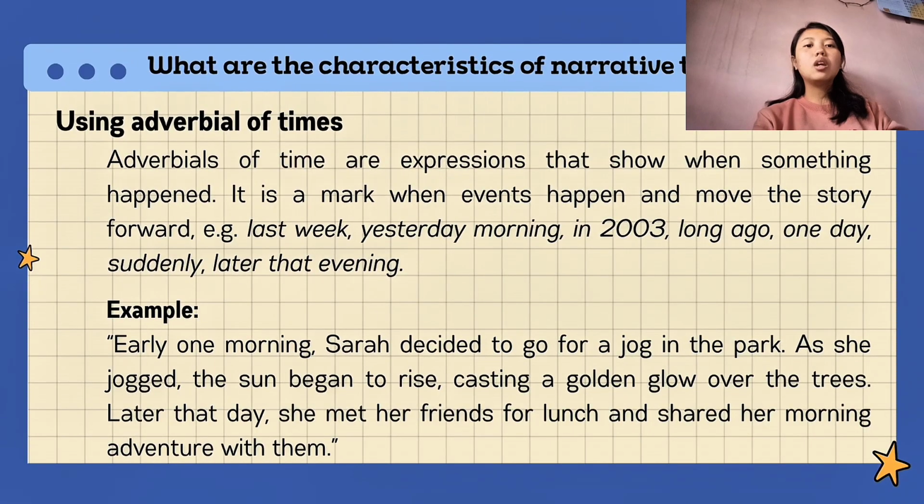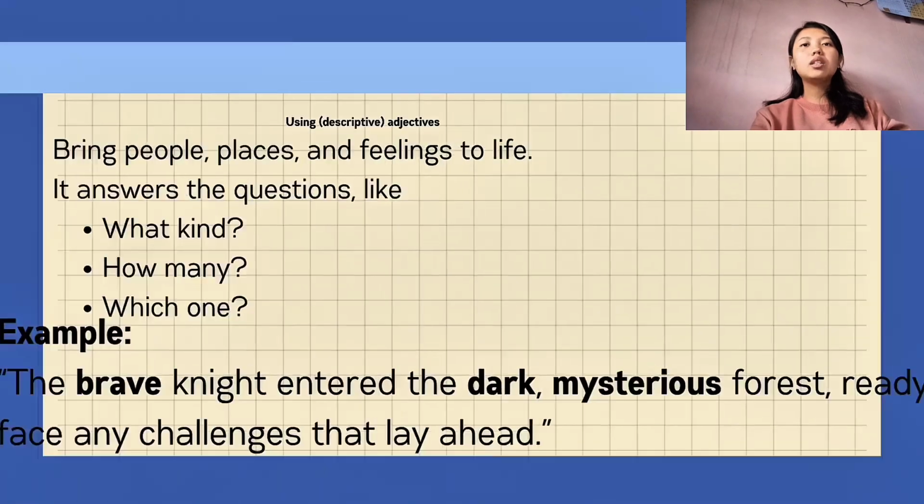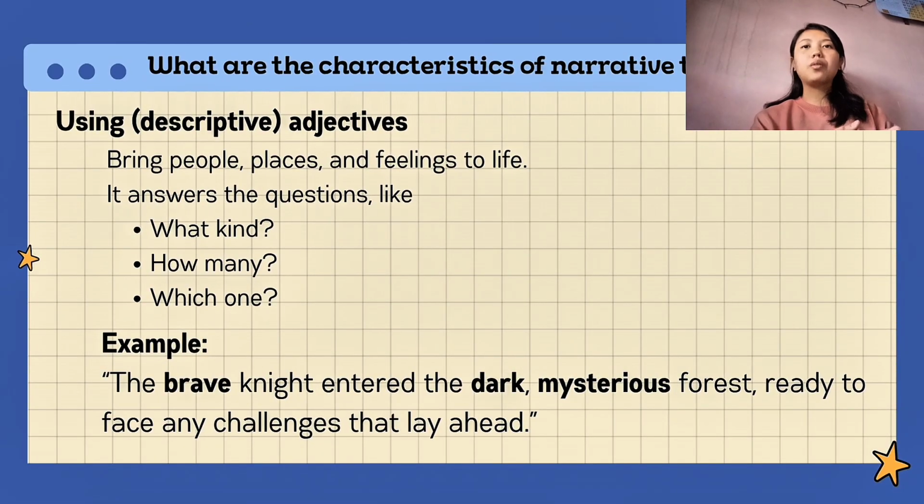The next one is using adverbials of time. Adverbials of time are expressions that show when something happened. They are used a lot in narrative text to help the reader understand the sequence of events. In the example, time markers like early one morning and later that day help the reader understand the timeline of the story.